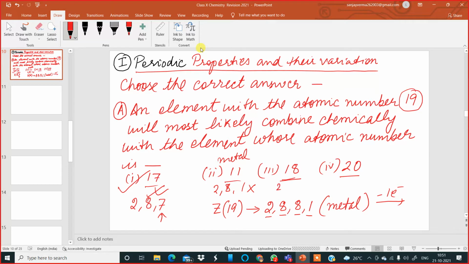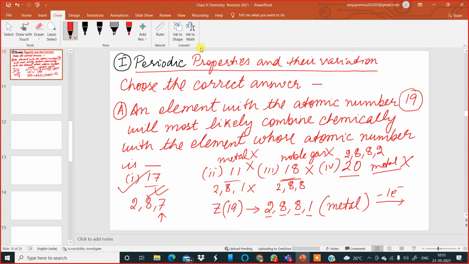Atomic number 18, 2, 8, 8. This is a noble gas. It cannot, it is a noble gas which cannot. This also cannot. Atomic number 20, 2, 8, 8, 2. 16, 17, 18, 19, 20. This is also a metal. So a metal cannot combine with a metal. A metal cannot react with a noble gas. A metal cannot react with another metal.